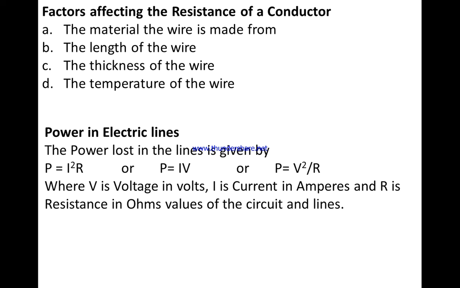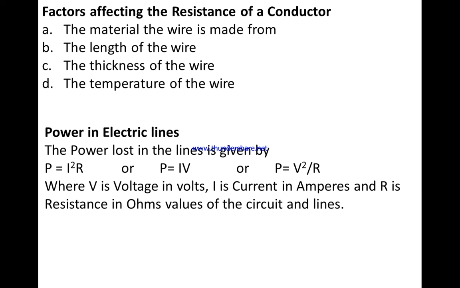A conductor, of course, is a metal or any substance that can conduct electricity. Now, in this particular instance, we are looking at electric cables and wires and the factors that affect the resistance of these conductors. Number one is the material of which the wire is made. Now, most electric cables or wires are made of copper. Why? It is because copper has a very high conductivity. That is, copper is one of the most conductive metals that we have.